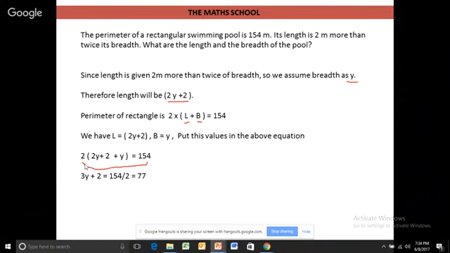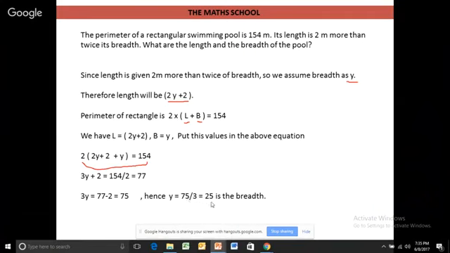Remember this 2 we have taken from left hand side. 154 divided by 2 is 77. So we have equation 3y plus 2 is equal to 77. Now I will keep y terms on left hand side as we have done in the previous exercise. 2 we will shift to right hand side, and when it goes to right hand side it will change its sign. So 3y is equal to 77 minus 2, which is 75. Hence y is equal to 75 upon 3. Again, when 3 is shifted to right hand side, it will go to the denominator. 75 divided by 3 is 25.